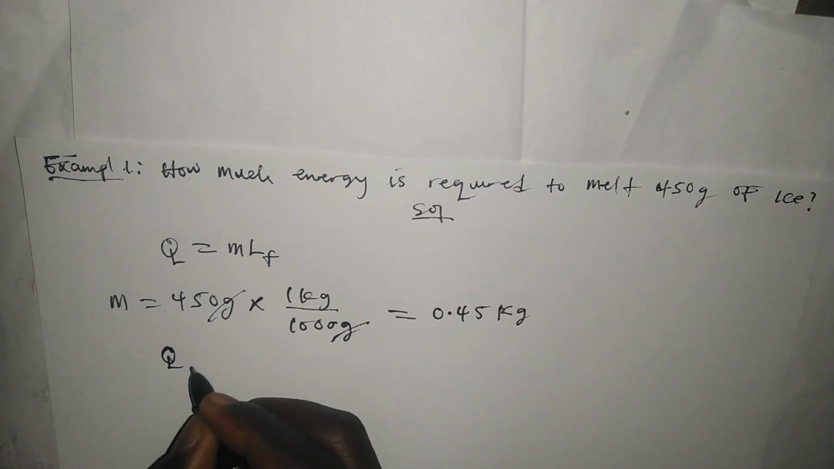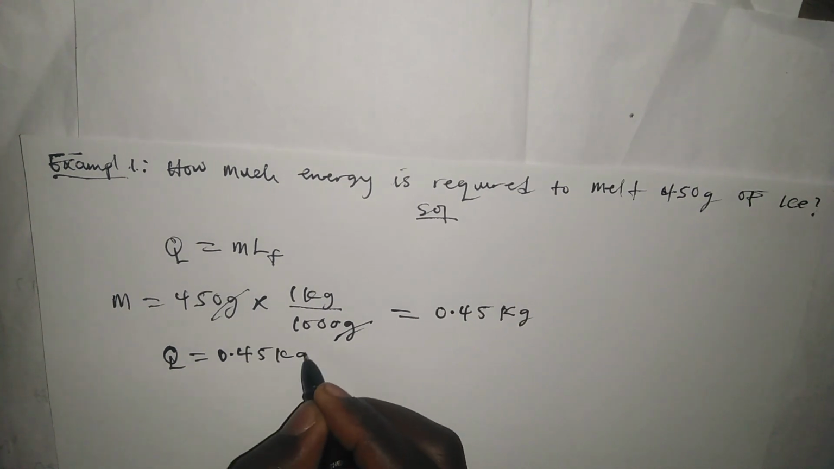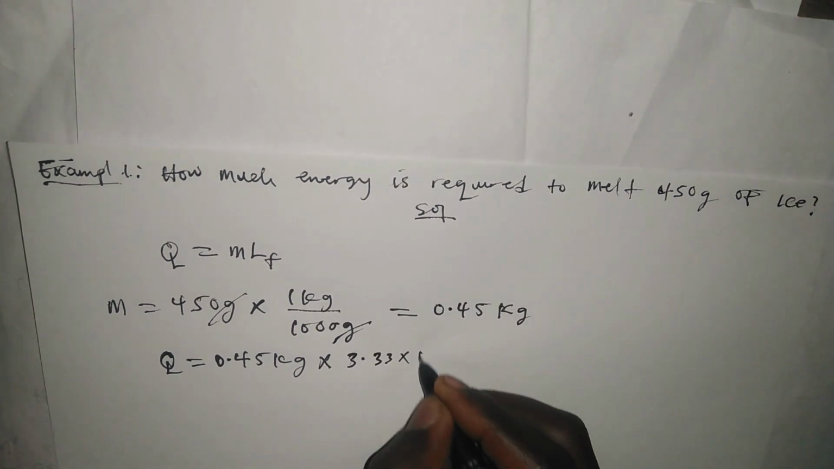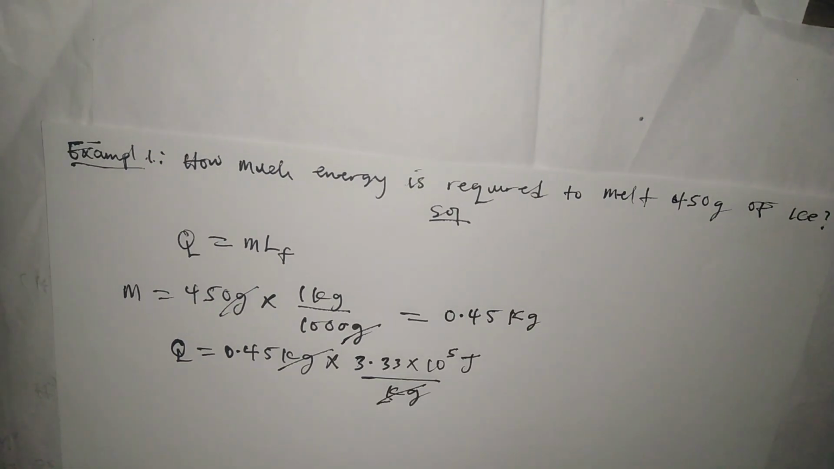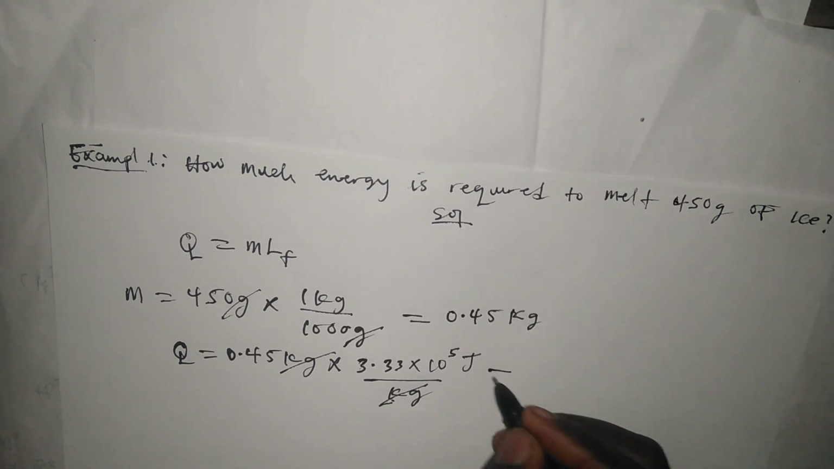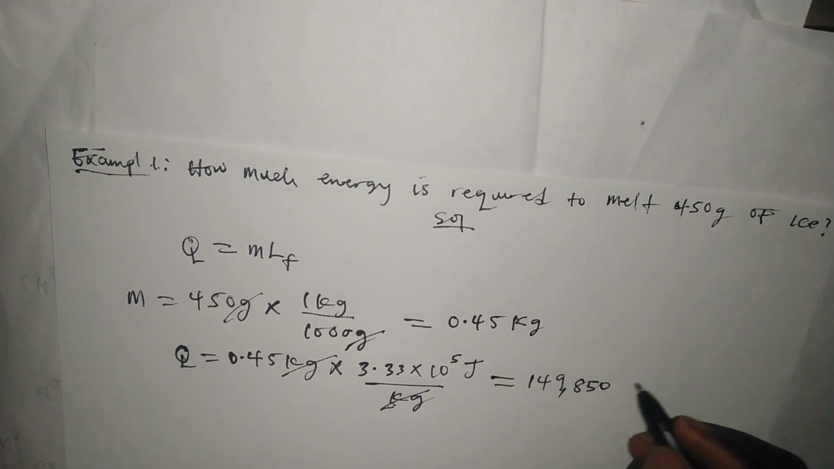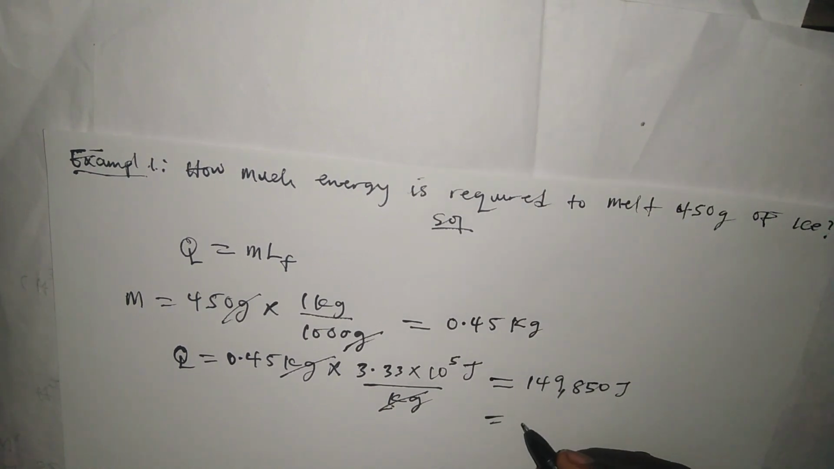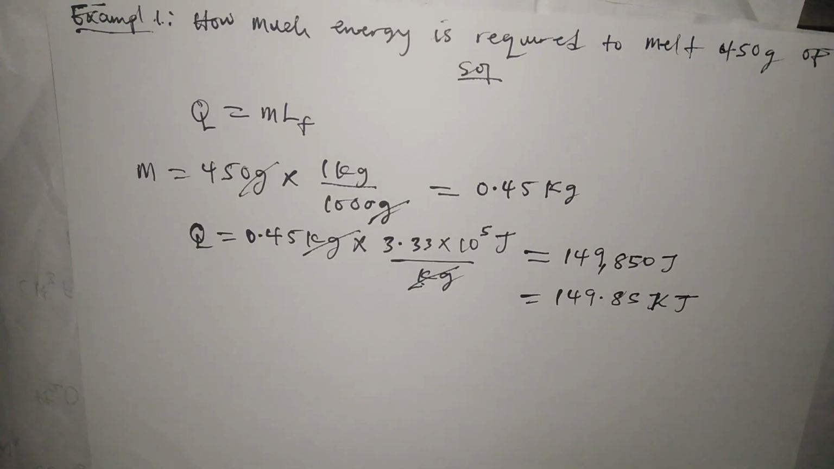So we say Q now is equal to the mass, which is 0.45 kilogram, multiplied by the latent heat of fusion, 3.33 multiplied by 10 raised to power 5 joules per kilogram. So the kilogram will cancel. What we'll be left with is 0.45 multiplied by 3.33 times 10 raised to power 5, and our final answer is going to be 149,850 joules. We can convert this to kilojoules by dividing our answer by 1000. So what we get is 149.85 kilojoules.